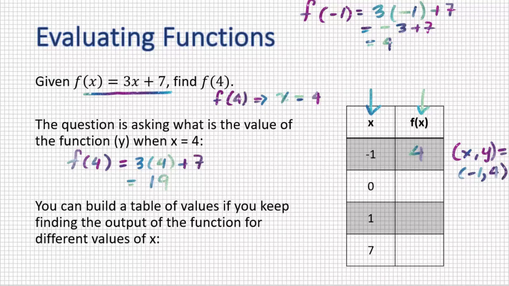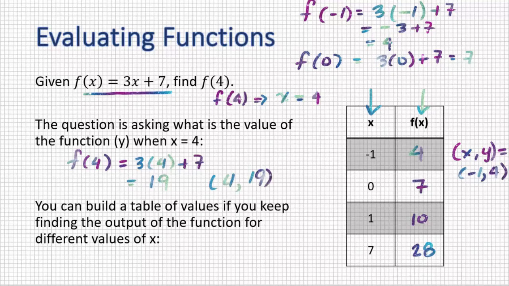Try the remainder here. What happens if I substitute in 0 for x? Well, we get 3 times 0 plus 7, or just 7. Try the next two. F at 1 has a value of 10, and if I substitute in 7, I find that f at 7 has a value of 28. So now we have 4 coordinates, which for a straight line, this function is a straight line, is 2 more than we need. And in fact, we'd already found one. We'd found the coordinate 4, 19.